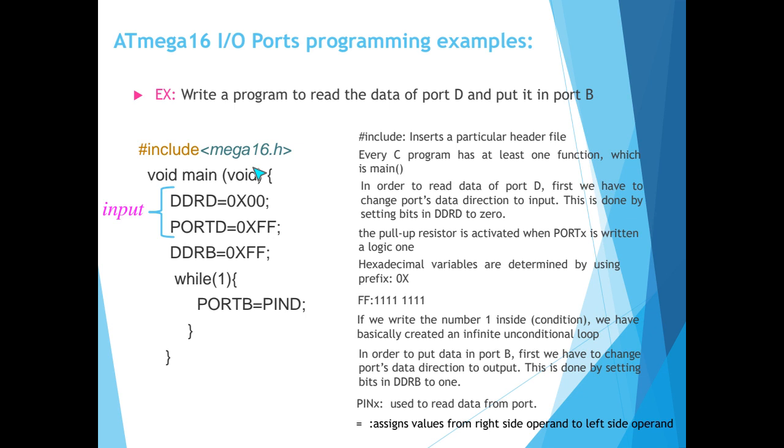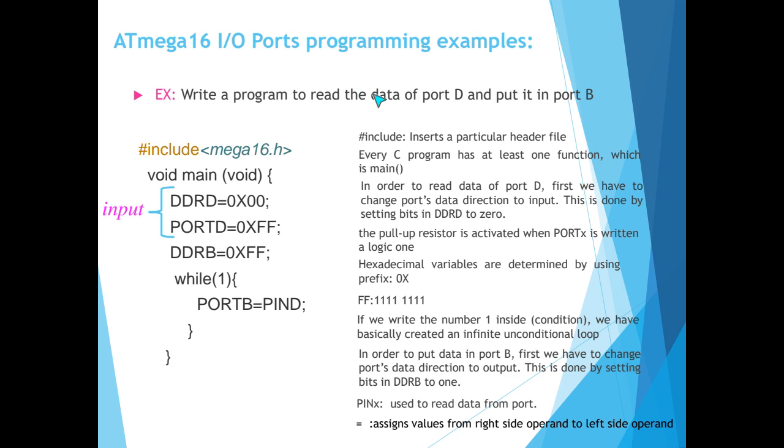We said that every C program has at least one function, and that is the main function. You see here we have our main function, which type is it? Void type. Void main, and the argument is void. Also, inside the parentheses, the curly brace is opened, and the curly brace is closed.